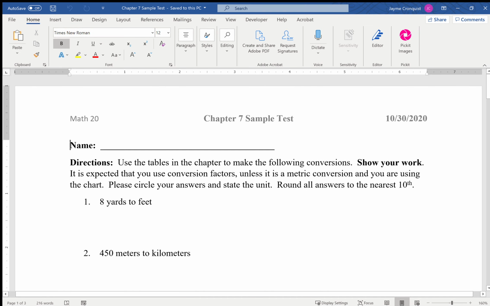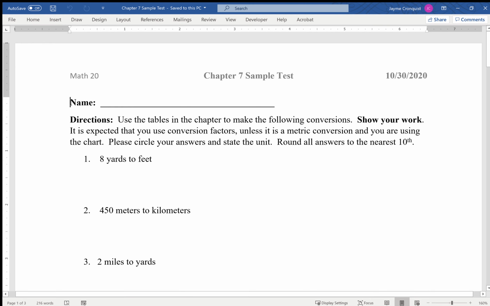Okay, and now we are working on the practice test, the sample test for Chapter 5 for Math 20. Let's get started.